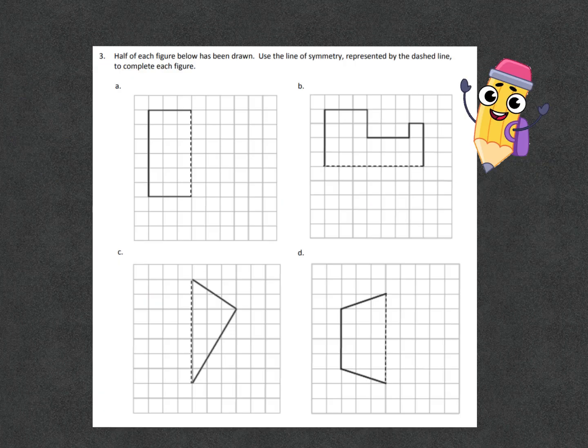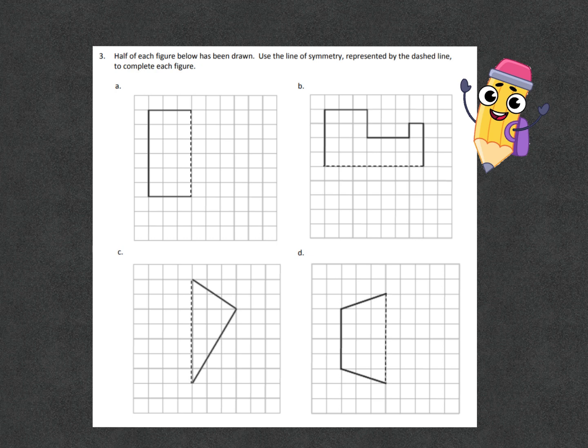Now that we've had some practice identifying lines of symmetry, our third example is going to get even more challenging. Number 3 says, "Half of each figure below has been drawn. Use the line of symmetry, represented by the dashed line, to complete each figure." Our first figure we can see is made up of what looks like a rectangle. Using our line of symmetry, we are going to complete our figure in the area to the right.